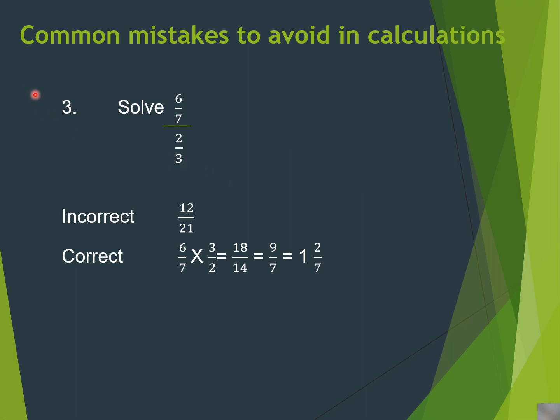Now let's move to this next one, which is solve 6 by 7 divided by 2 by 3. Here sometimes children simply multiply the numerator by the numerator and denominator by the denominator. So here they are writing the answer as 12 by 21. But actually what is happening, 6 by 7 into the reciprocal of 2 by 3, and the answer which you are getting is 18 by 14. When you simplify it, you are getting 9 by 7 and ultimately 2 by 7.